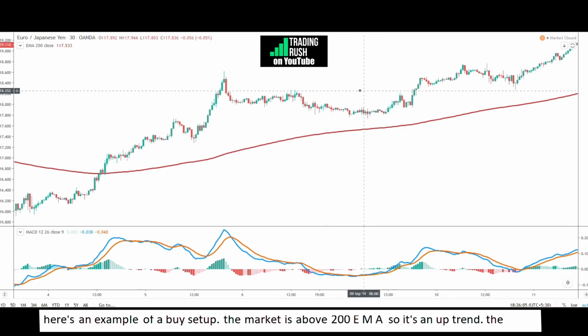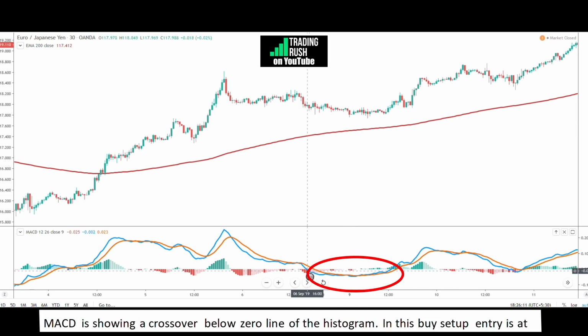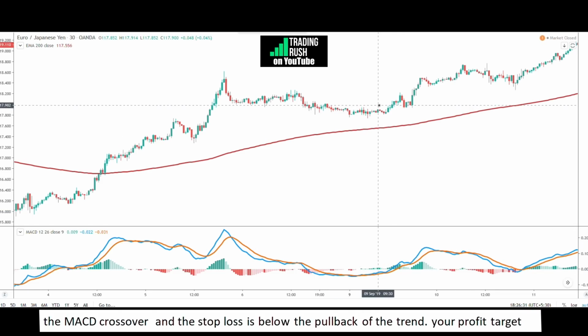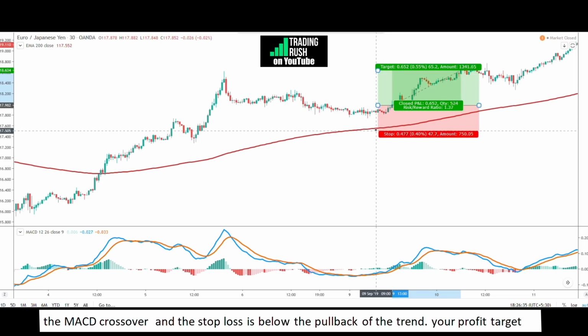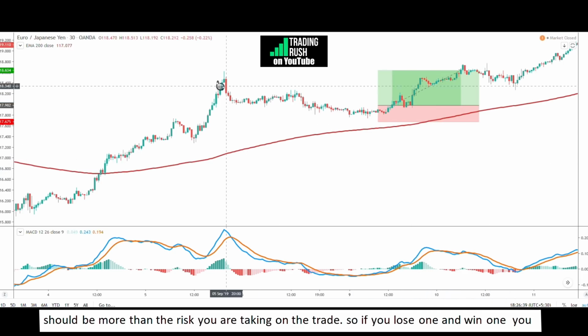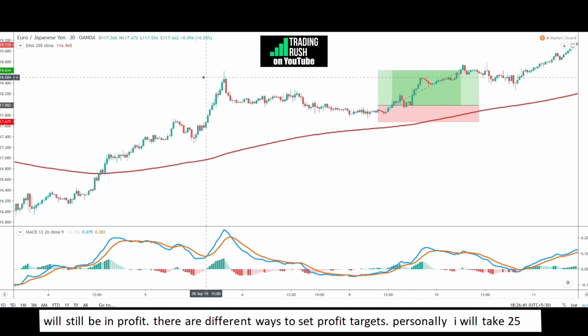Here's an example of a buy setup. The market is above the 200 EMA, so it's an uptrend. The MACD is showing a crossover below the zero line of the histogram. In this buy setup, entry is at the MACD crossover, and the stop loss is below the pullback of the trend. Your profit target should be more than the risk you are taking on the trade. So if you lose one and win one, you will still be in profit.